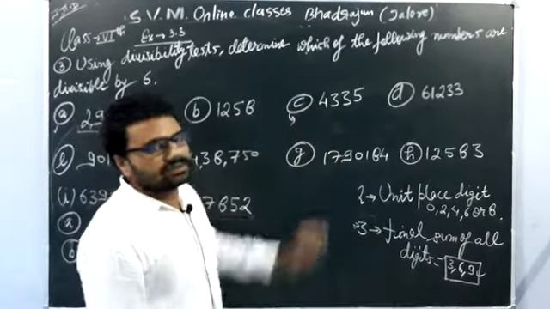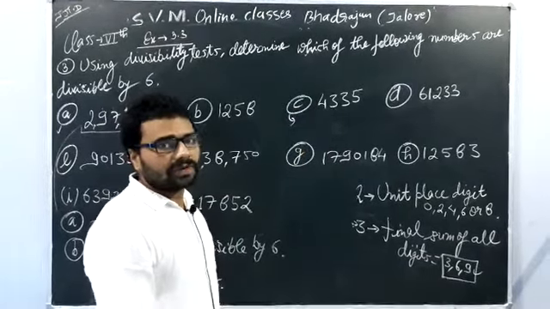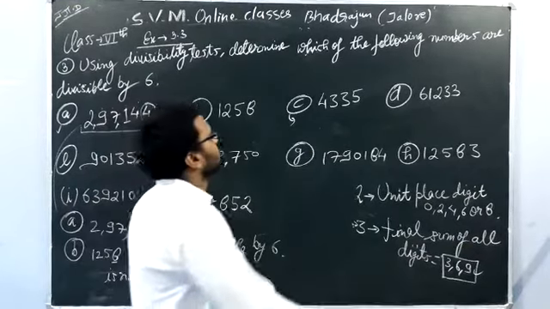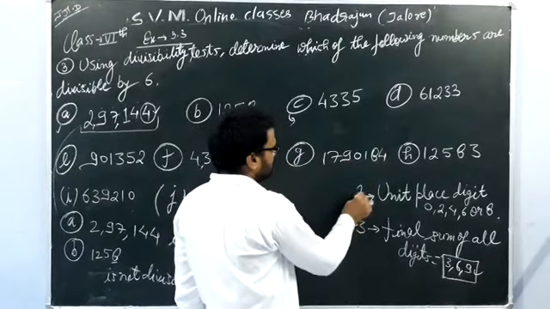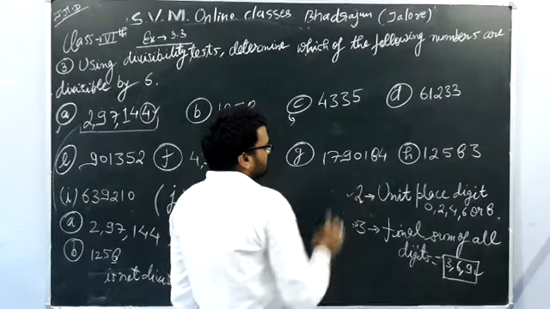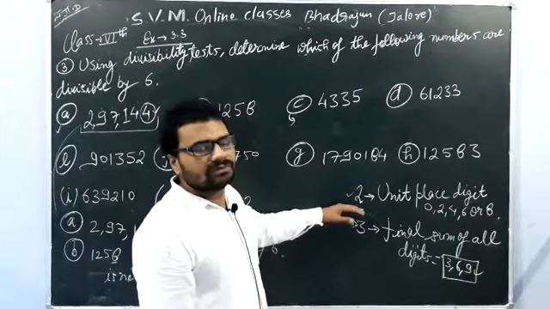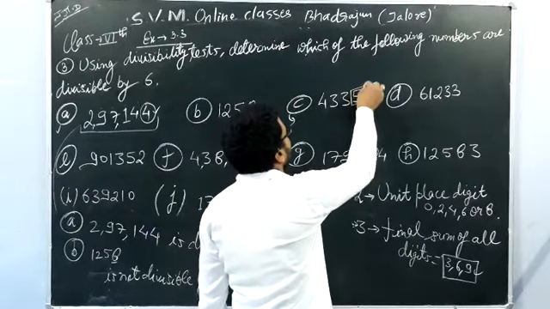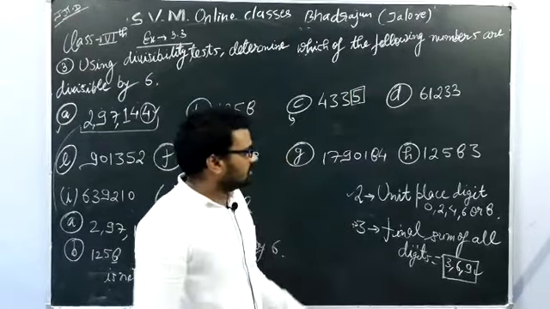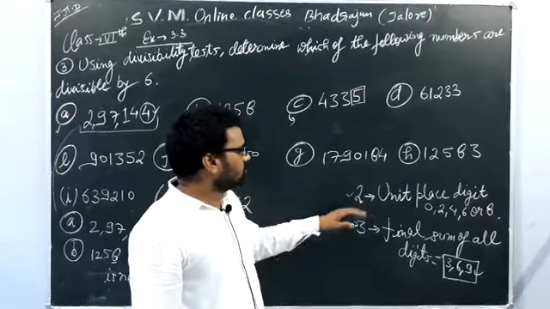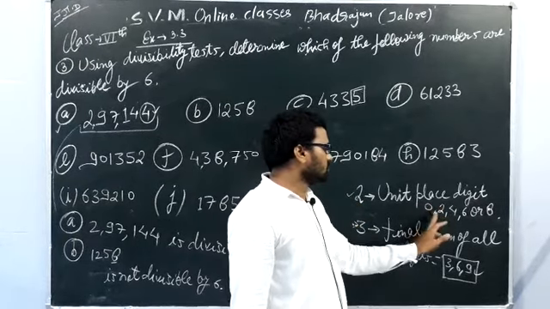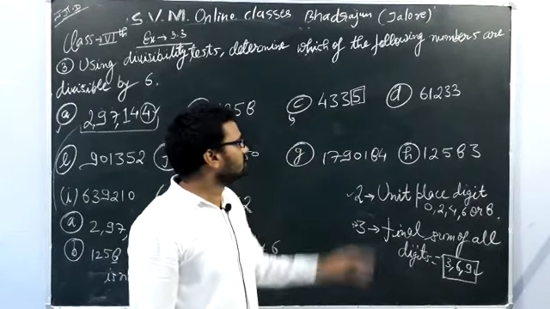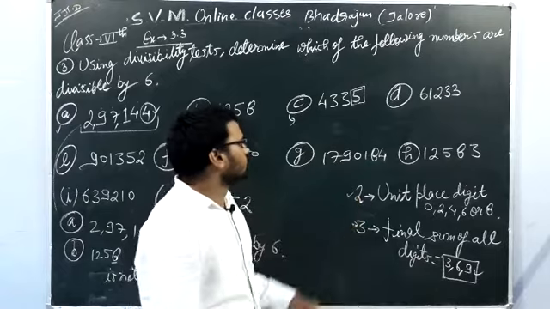Let us move towards checking whether the number given in this part is divisible by 6 or not. So here, first we will check the divisibility rule of 2. Now here we are seeing our unit place digit is 5, and by the divisibility rule of 2, the unit place digit must be 0, 2, 4, 6, 8, but our unit place digit is 5, hence this number is also not divisible by 2.